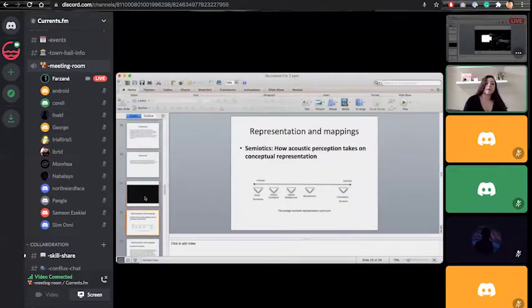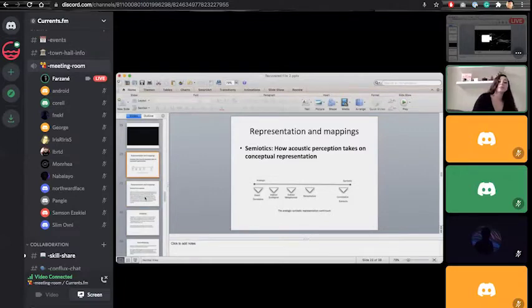And then for a short time, I think it would be nice to talk about data representation and mappings. So how acoustic perception takes on conceptual representation. We're going to speak a little bit about semiotics, which is technically the science of signs. So how we associate a sound, the sound of a sign, to what it's representing.